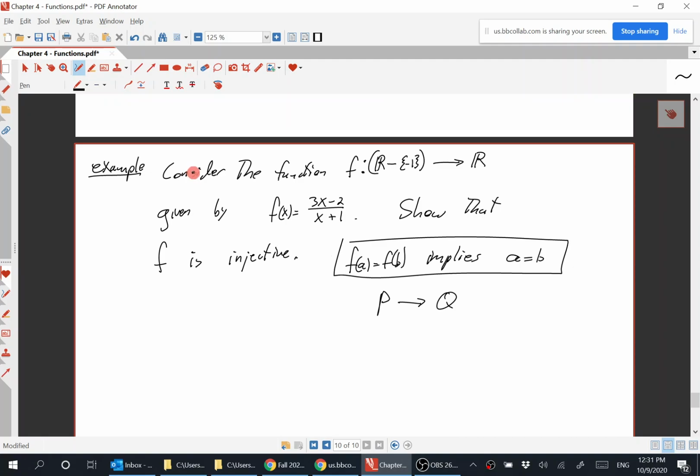So here we want to consider this function from the real numbers minus -1, right? This one's not defined at -1 because you'd be dividing by 0. From the real numbers minus -1 to the real numbers given by f of x equals 3x minus 2 over x plus 1. Show that f is injective. Okay, so we have to show that this is satisfied: f of a equals f of b implies a is equal to b. So it's an implication statement.